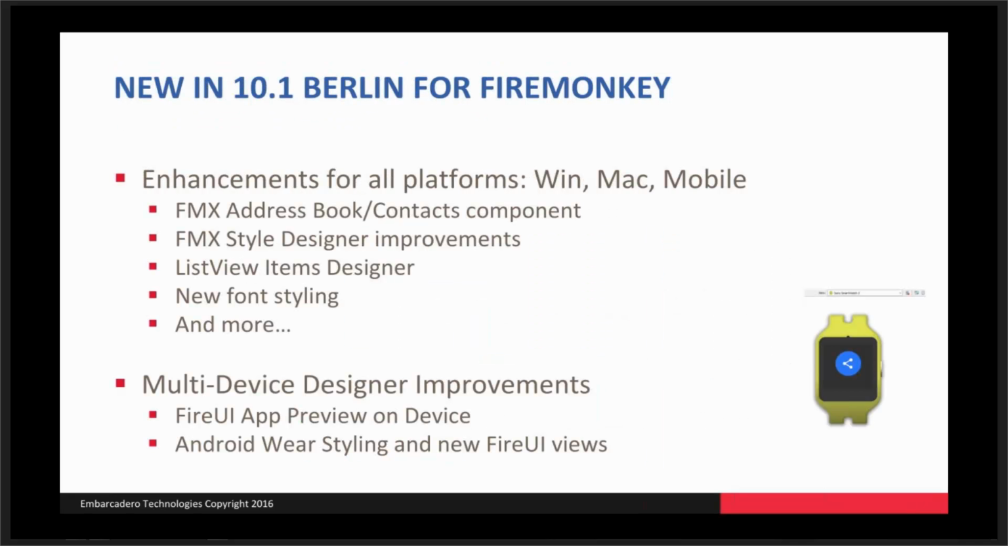Now, in 10.1 Berlin, we've made enhancements to all FireMonkey supported platforms, including iOS, Windows, Android, and Mac. And this includes the addition of a new address book component for iOS and Android, FireMonkey Style Designer improvements, the addition of a list view item designer, new font styling, and more. And we'll get to some specific details on those features in just a couple of minutes. In addition, of course, we also have the FireUI app preview on device and the ability to style your applications with a new Android Wear style and Android Wear specific views.